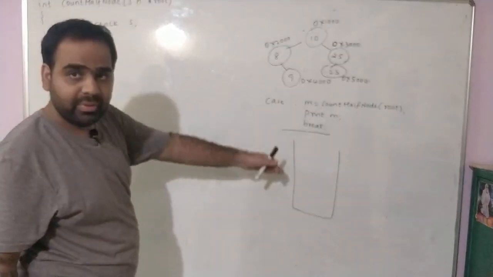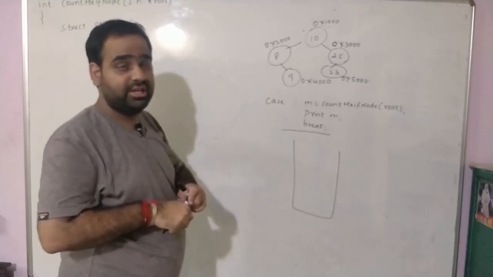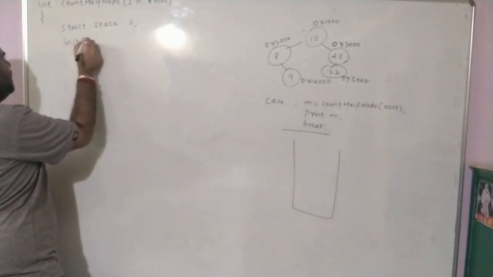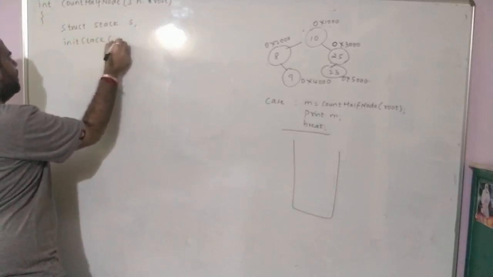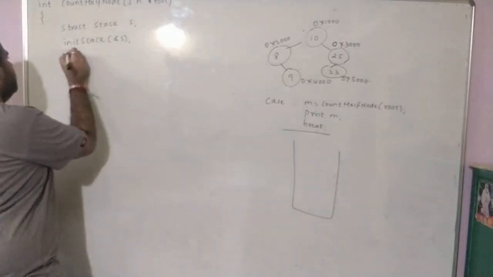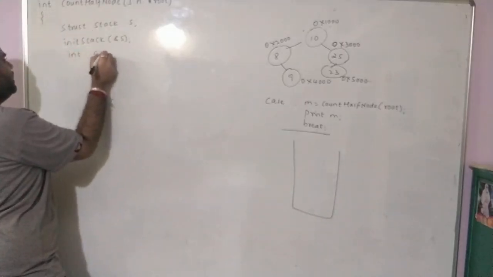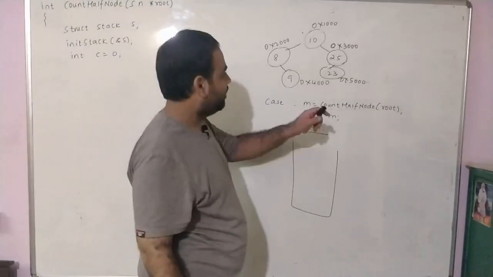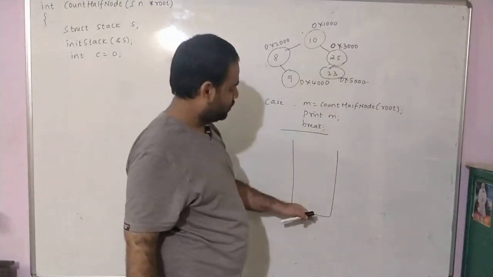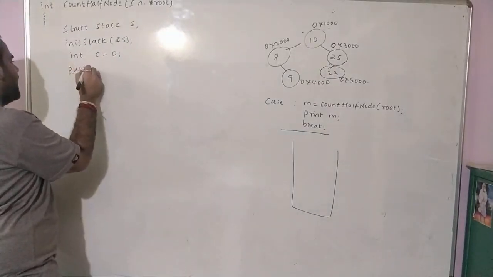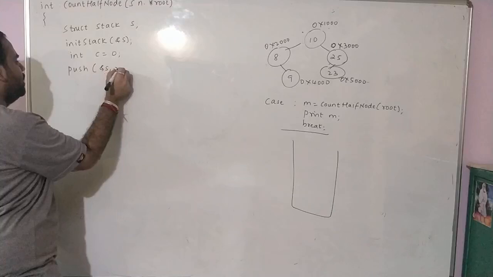Now a stack is being created, but it is not initialized. We have to initialize the stack, and for this we have written one function called init stack of ampersand s. Now you have to count the number of half nodes, therefore we say int count is equal to 0. Now what is the first step of the algorithm of the pre-order traversal? You push the root onto the stack. Hence we write push ampersand s comma root.